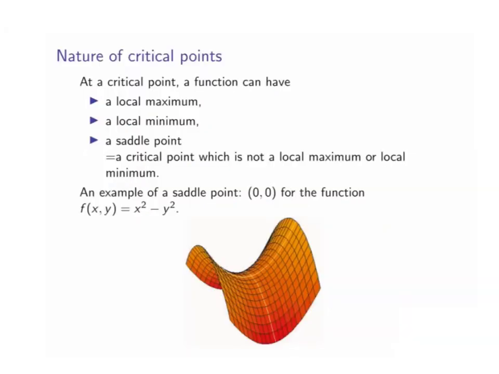After we obtain the critical point, we wish to identify its nature. It can be a local maximum, local minimum, or a saddle point. We mentioned in a previous video that a saddle point is a critical point which is neither a local maximum nor a local minimum. For example, it may be a point which has a local maximum when we consider the cross-section parallel to the x-axis, but a local minimum when we consider the cross-section parallel to the y-axis.